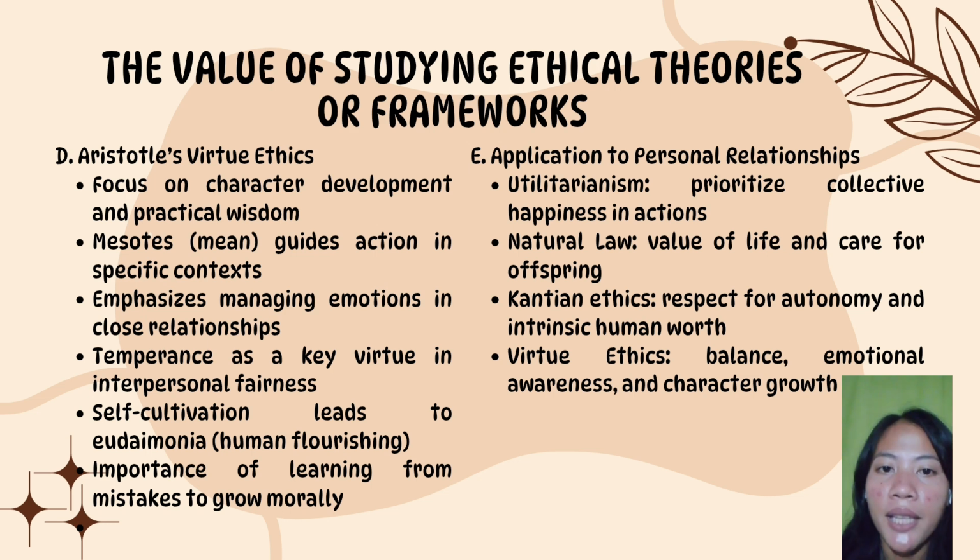So the last one, application for personal relationships. Utilitarianism prioritizes collective happiness and actions. Natural law values life and care of offspring. Kantian ethics respects autonomy and intrinsic human worth. Virtue ethics stresses balance, emotional awareness, and character growth.